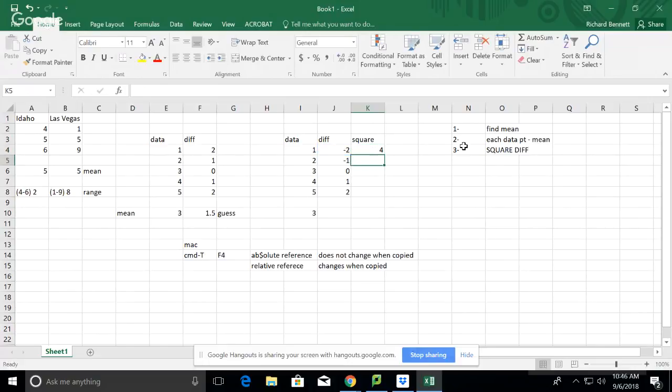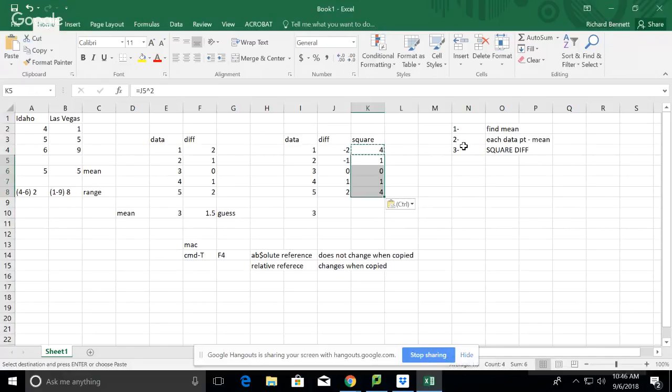Okay? So -2 squared is 4. Now, let me ask you a question. Do I need to F4 that? No, I do not. Okay? I'm going to copy that. I'm going to paste it down. And I'm going to get that.